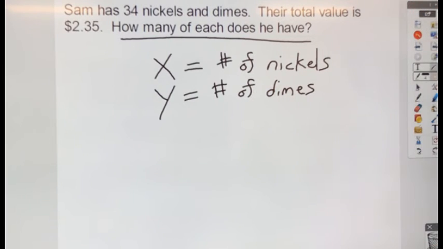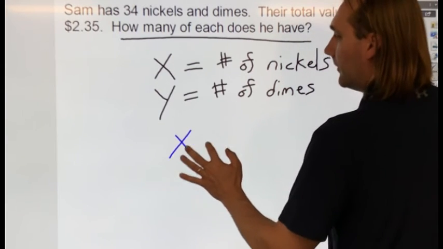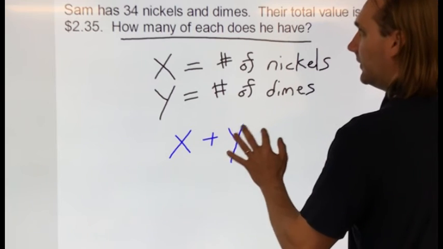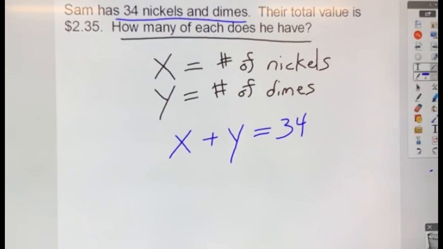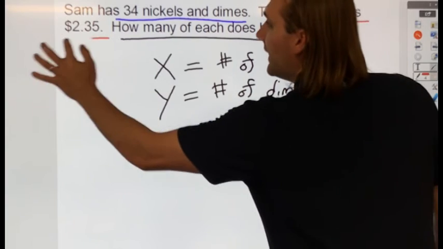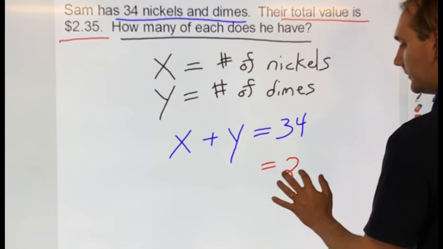Now, using X and Y, what's going to be one of my equations? X plus Y equals 34. Very good. My total number of nickels plus the total number of dimes equals 34, the total number of coins. Now, what's going to be the second equation where I use the total value of $2.35? Here's the tricky part.